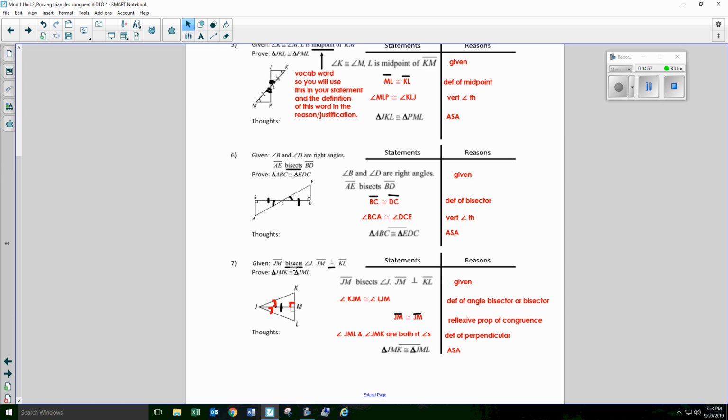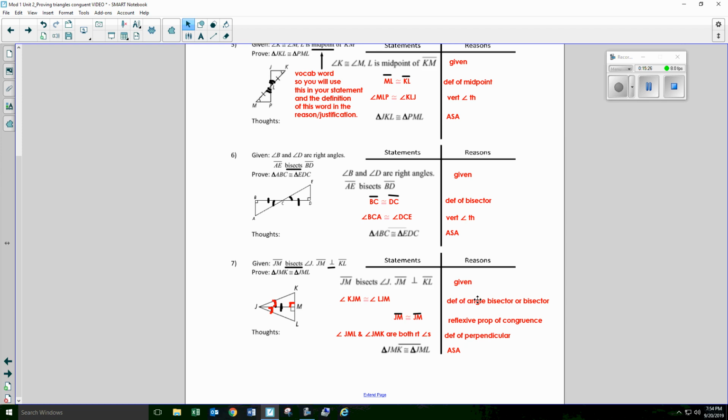Now, bisect, what's that mean? It splits in half. It says this JM bisects this angle, so it splits in half. So I can now say angle KJM is congruent to angle LJM by definition of angle bisector, or you can just say definition of bisector. I can't remember which way they'll use it on the test, but of course they have to have the word bisector in there. If they add angle, that's fine as well.